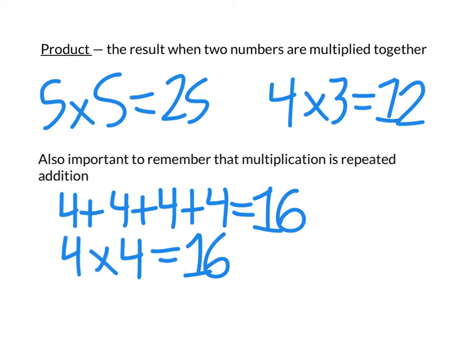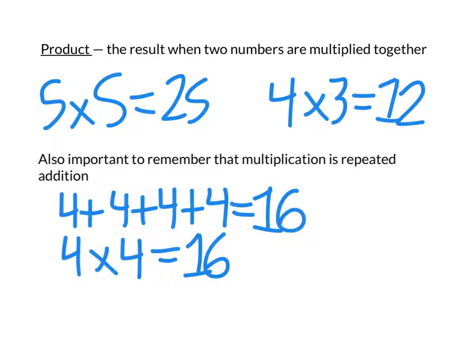This video will be on partial products. First, let's review some useful concepts. It is important to know what a product is, which is the result of two numbers being multiplied together, like 5 times 5 equals 25, and 4 times 3 equals 12, so 25 and 12 are the products.